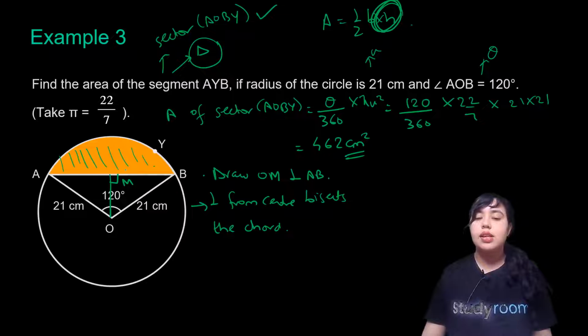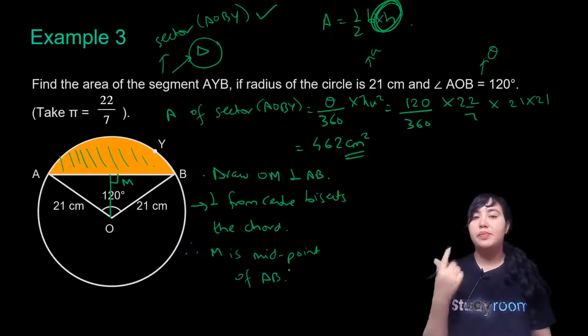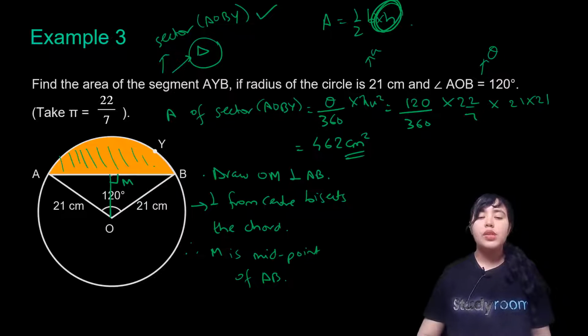So that means this chord is getting bisected, meaning it is being divided into two equal parts. That means M is the midpoint of AB. This clue will be very useful when we're finding the base of this triangle. So if M is the midpoint of AB, I can say AM and MB are equal, and therefore my AB is equal to twice AM as well.